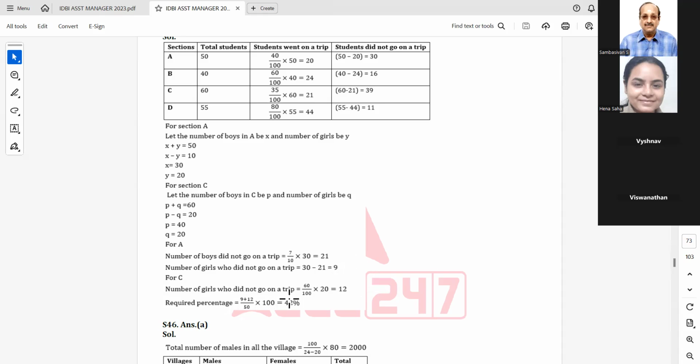The number of girls who did not go on a trip, 40 by 20, is equal to 12. So the required percentage is equal to 12 plus 9, 21, by total number of students. How much is it given? 50. Correct. 50 into 100, 42. So this is really a challenging question, because in question 42 they gave boys and girls as 2:3, but here they changed it.